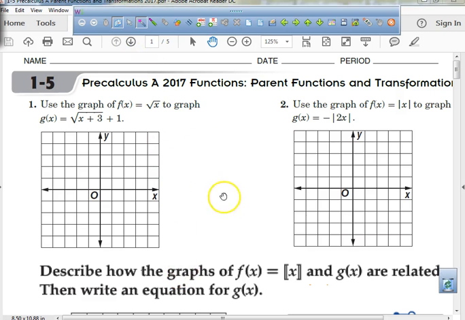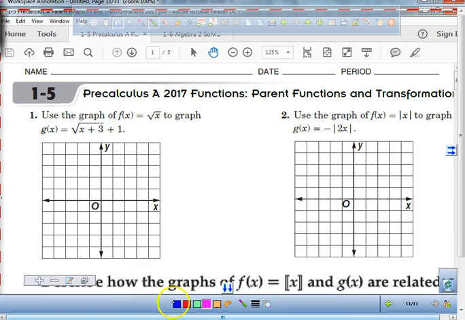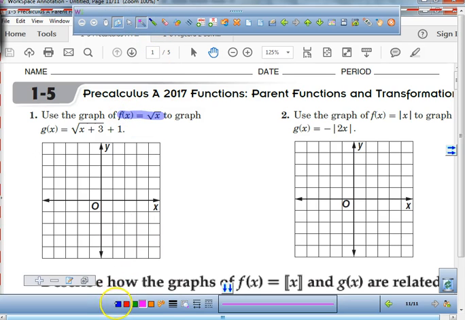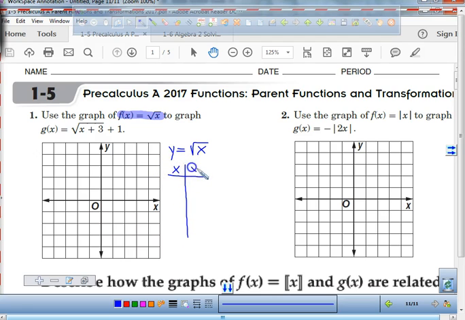All right, right now, everybody, I want you guys to choose a color. I'm choosing blue for my parent function for all square root functions, which is y equals the square root of x. Now, we're not going to use a graphing calculator because this is a very easy function to graph, x and y. If I plug in a 0 right here, everybody, what's the square root of 0?